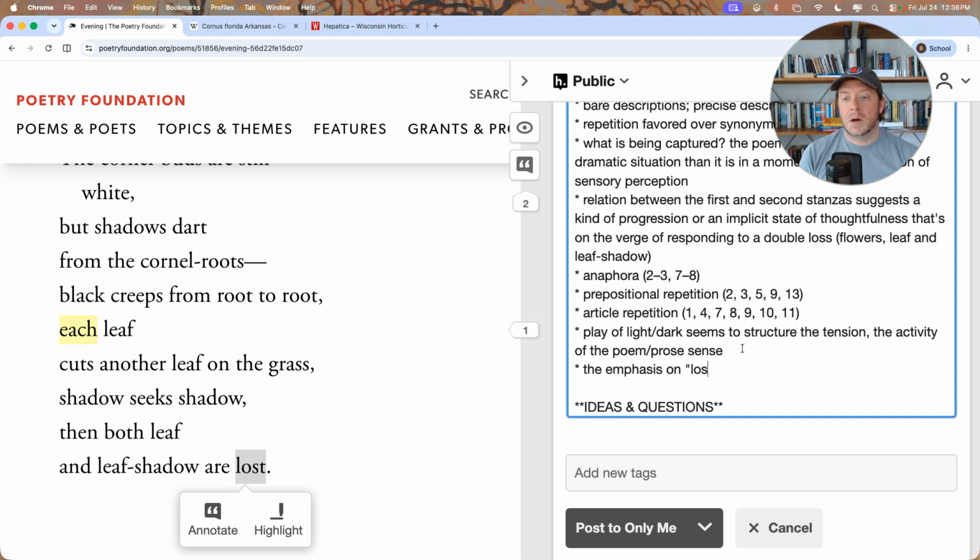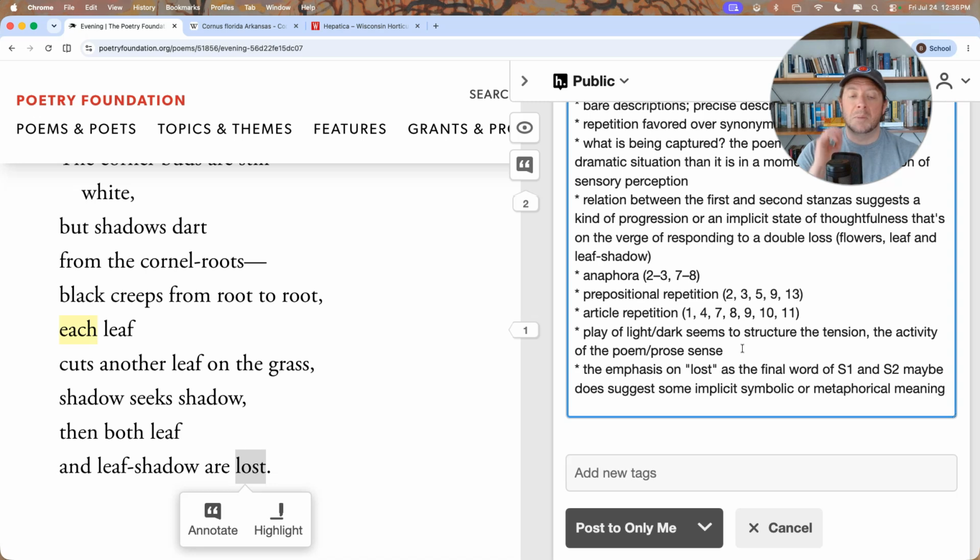Emphasis on "lost" as the final word of stanza 1 and stanza 2 maybe does suggest some symbolic or metaphoric work, some implicit symbolic or metaphorical meaning at play there, right?